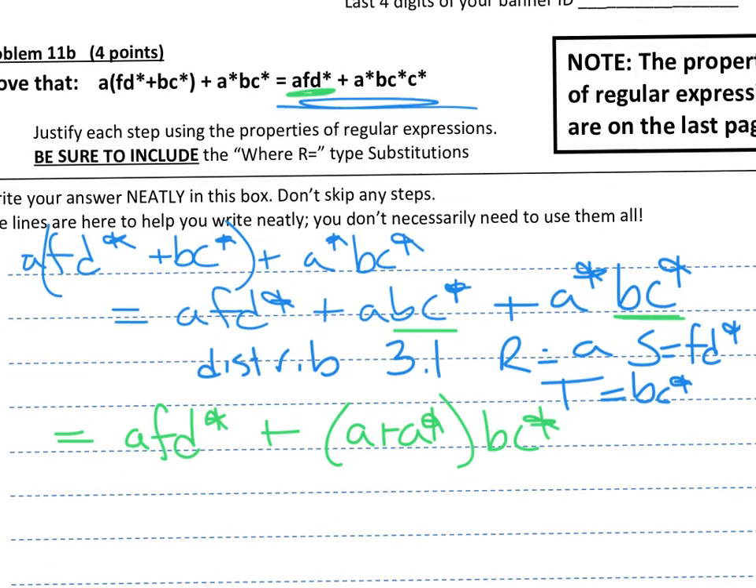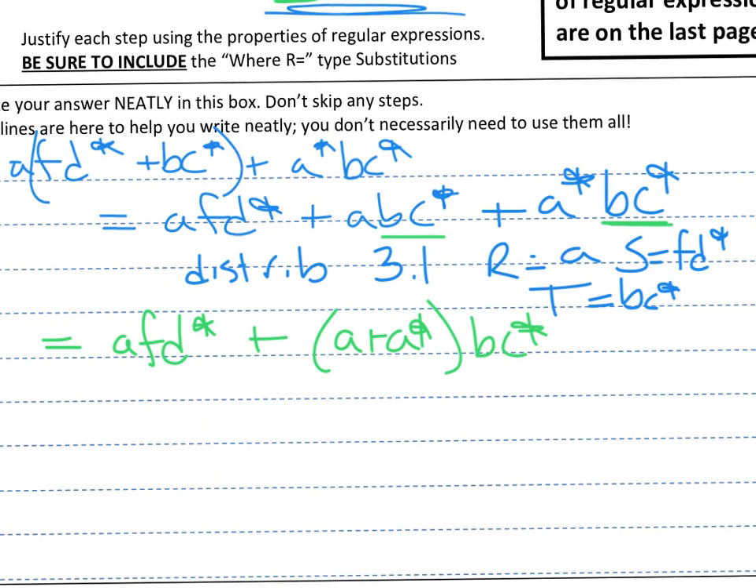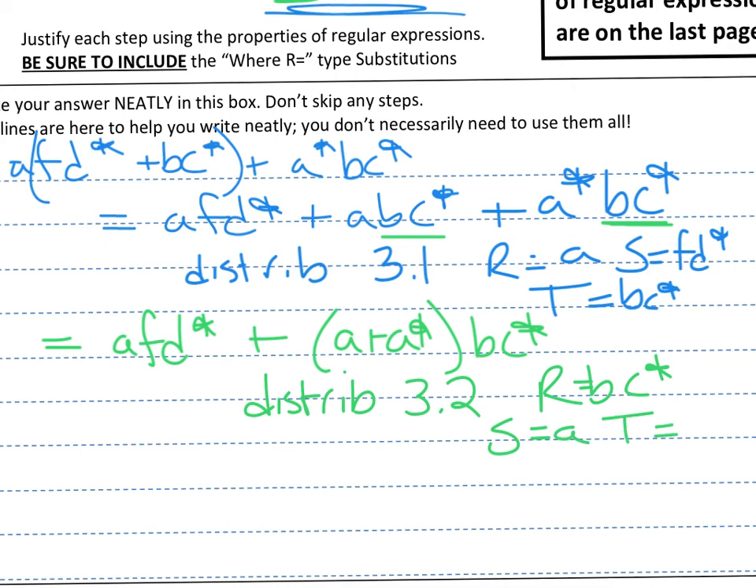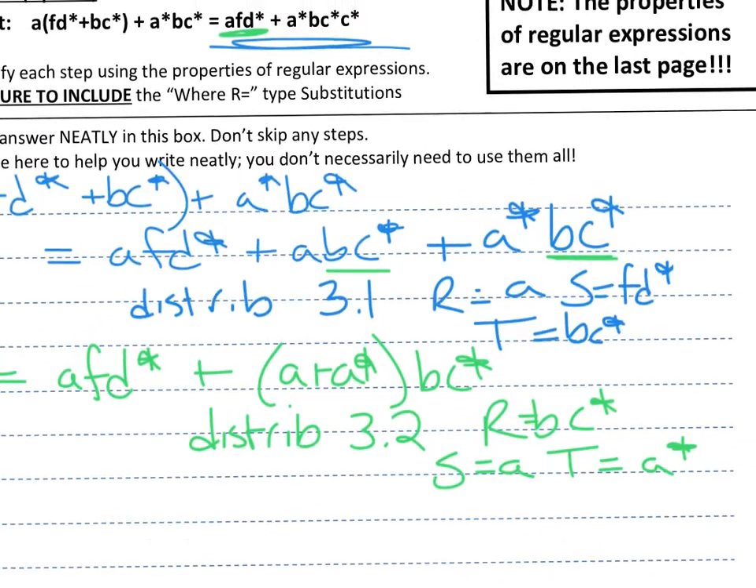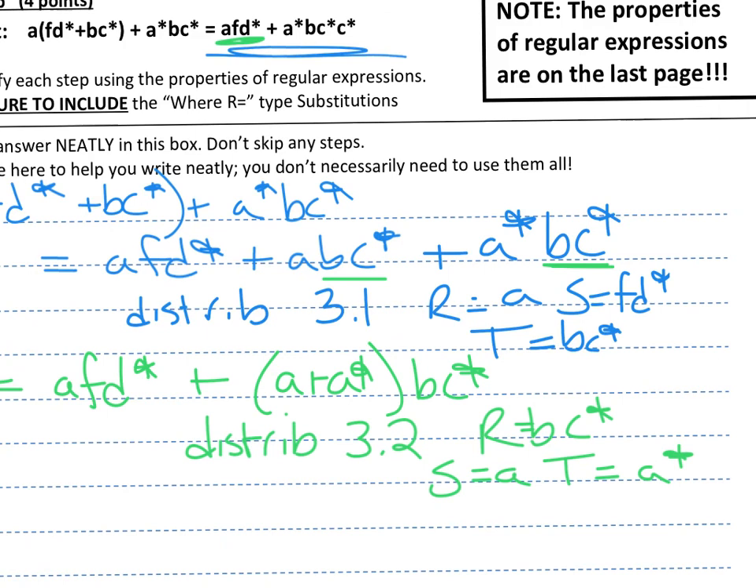And let's just move up a tiny bit. And so that is using distributed 3.2, where R is the BC star, right? And S is A and T is A star, okay? And now let's take a look and see what we got. So if we look at what we have and where we're going, I need my lightsaber. There we go. We have the AFD star here, which is the start of this thing.